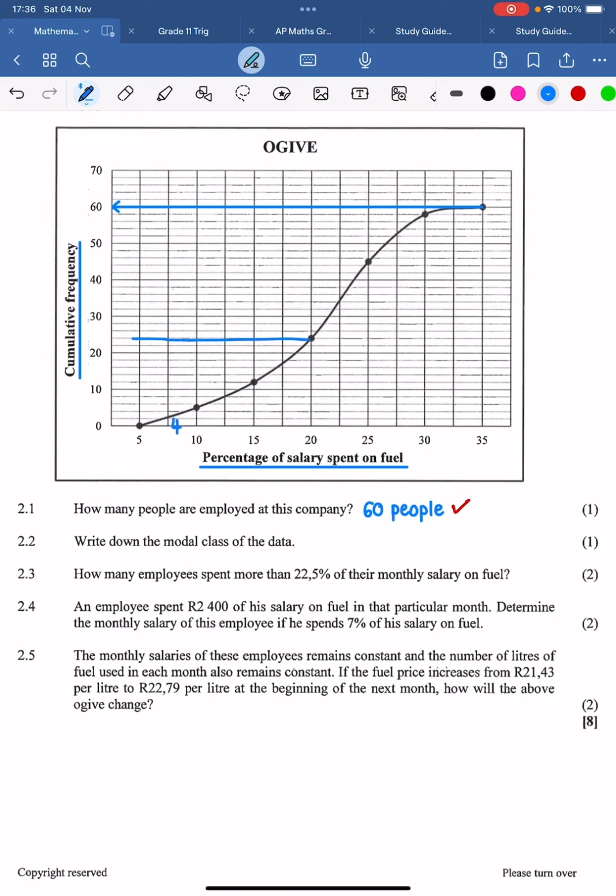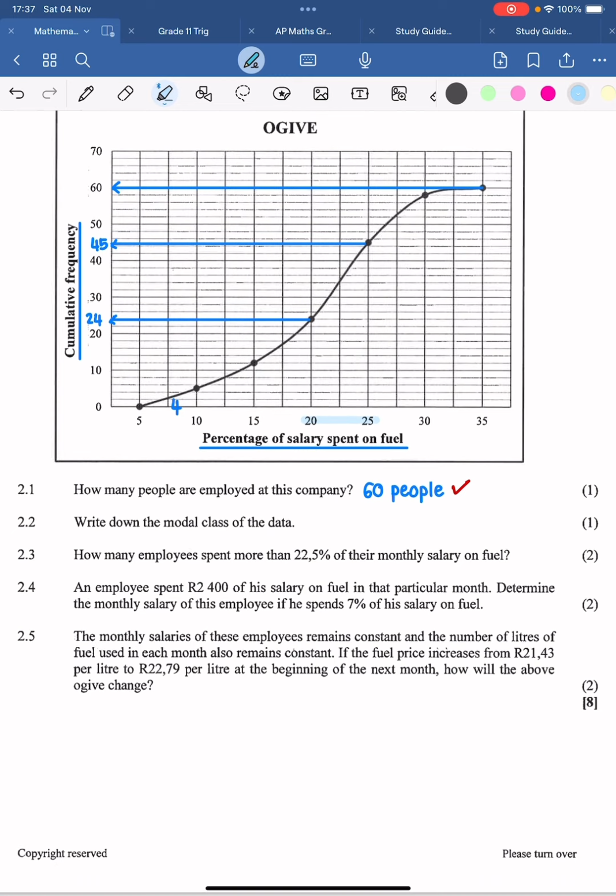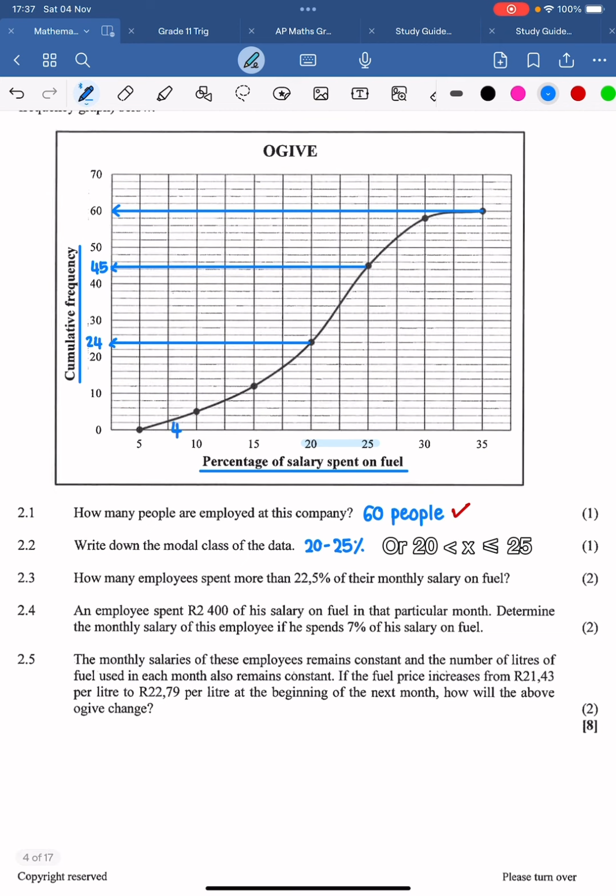So to me, it looks like I'm going to look at this point here, which is at 24, and then the next point looks like about 45. Right, so that is quite a big jump. So I'm going to say that that is the interval of 20 to 25%. So that would be the modal interval, 20 to 25%. So you can just kind of estimate that by looking at the OGIVE. But if you wanted to, you could literally calculate the difference in y values of each of these points.